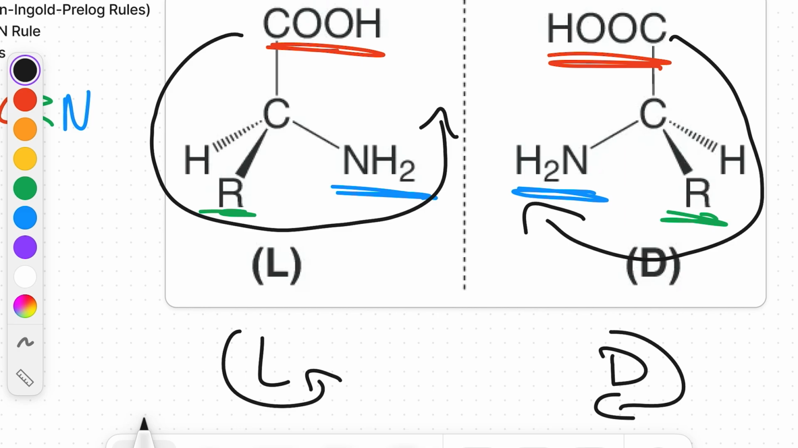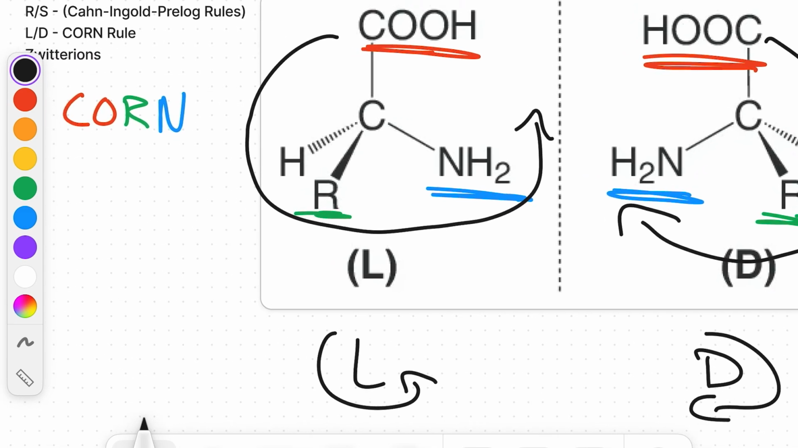You follow the CORN rule, where you're just going from CO, the carboxylic acid group, to R, the substituent, or the side chain, I should say, to N, the amine group. Awesome.